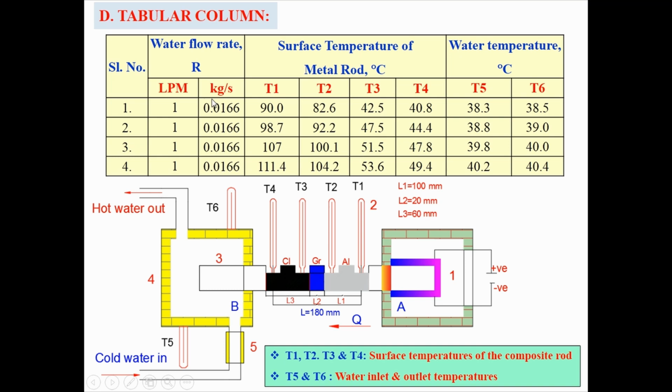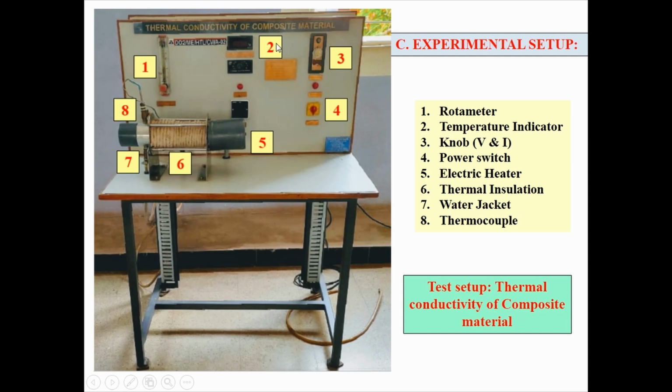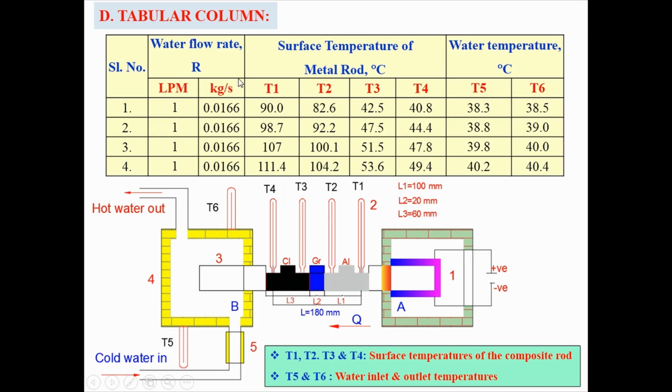Convert that LPM into kg per second. Now you have converted. Fine. What is T1? You have to note it down here. How to note down the T1 temperature? By rotating this knob here. By rotating this knob, you will get the temperatures T1, T2, T3 up to T6. You can get it by rotating this knob. The same thing you have to note down in your records.